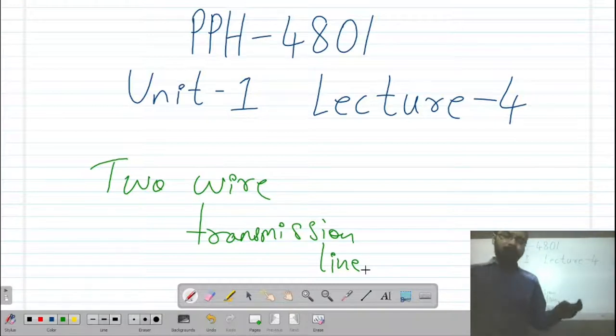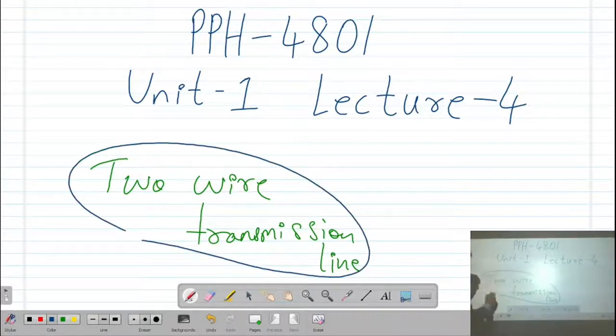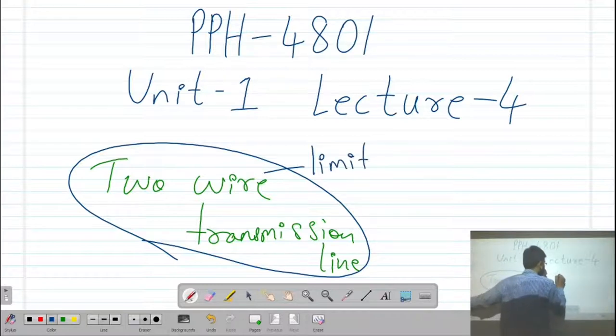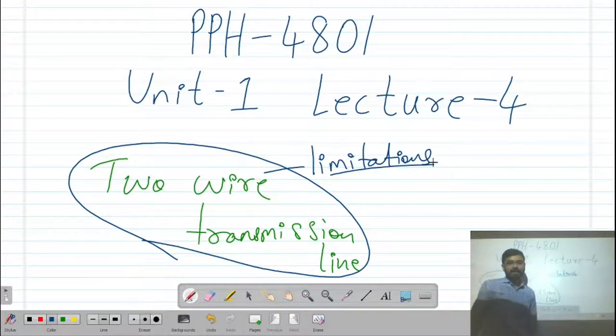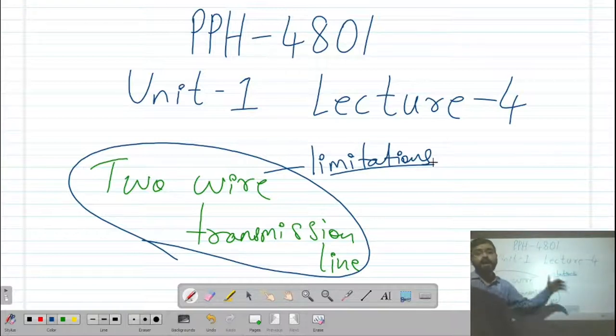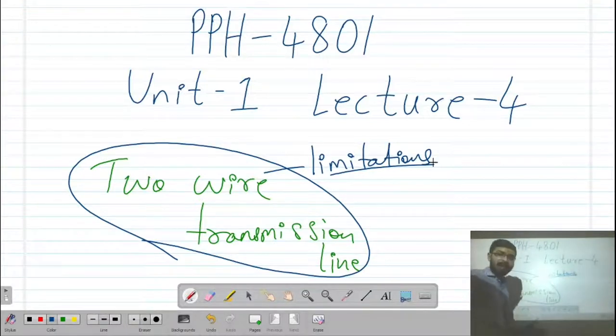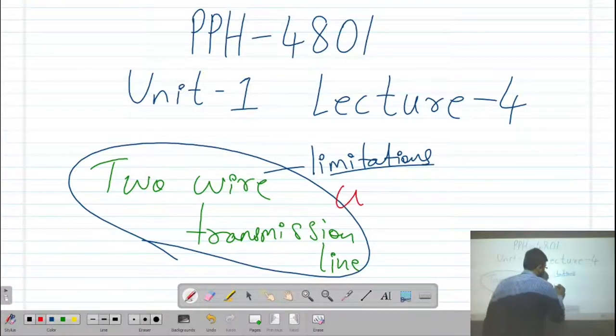Now we all know that this 2-wire transmission line has limitations. There are a number of limitations. So what to do about these limitations? How can you go to higher frequencies? What can you use to work with higher frequency signals? To work with higher frequency signals, we can use waveguides.